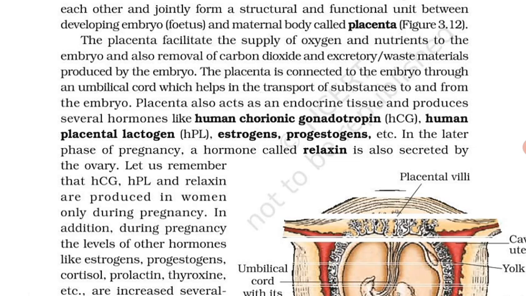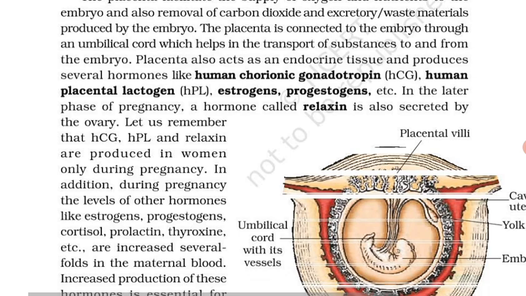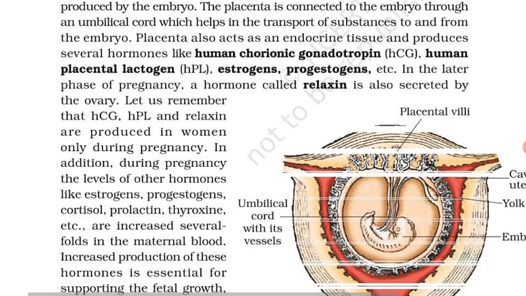Increased production of these hormones is essential for supporting the fetal growth, metabolic changes in the mother and maintenance of pregnancy. Immediately after implantation, the inner cell mass embryo differentiates into an outer layer called ectoderm and an inner layer called endoderm.